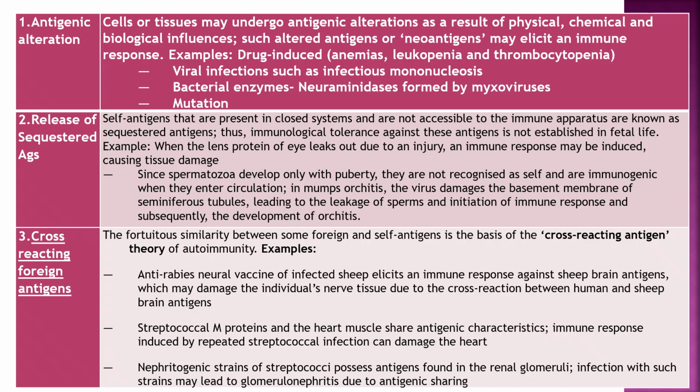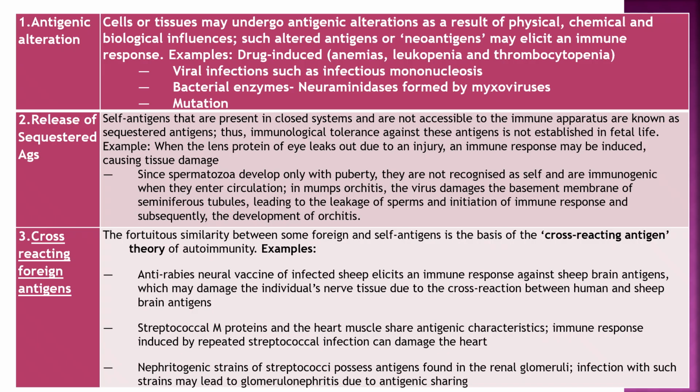Spermatozoa develop only with puberty. They are not recognized as self and are immunogenic when they enter circulation. Example, in mumps orchitis, the virus damages the basement membrane of seminiferous tubules, leading to leakage of sperms and initiation of an immune response and subsequently development of orchitis.